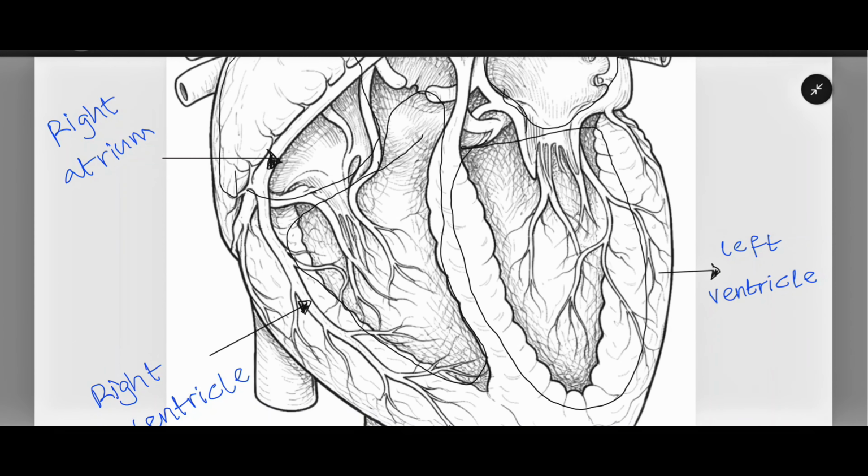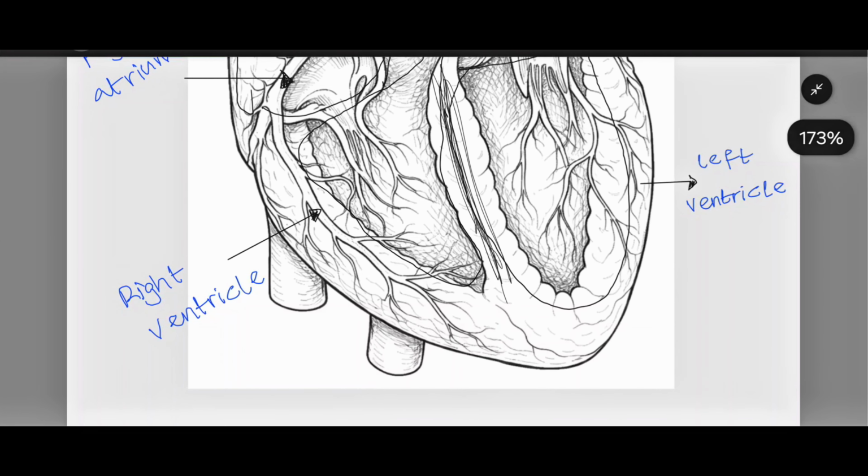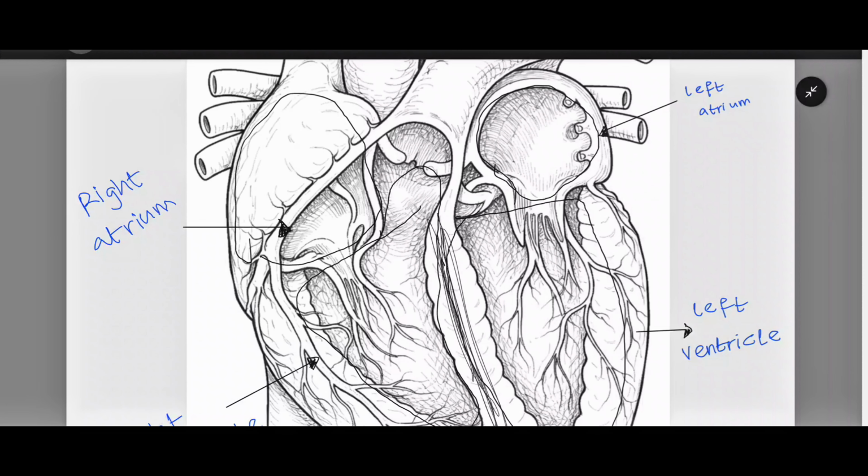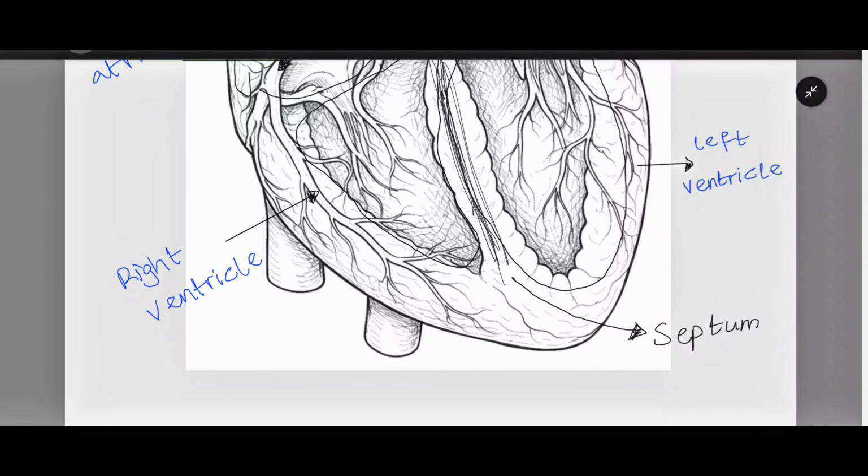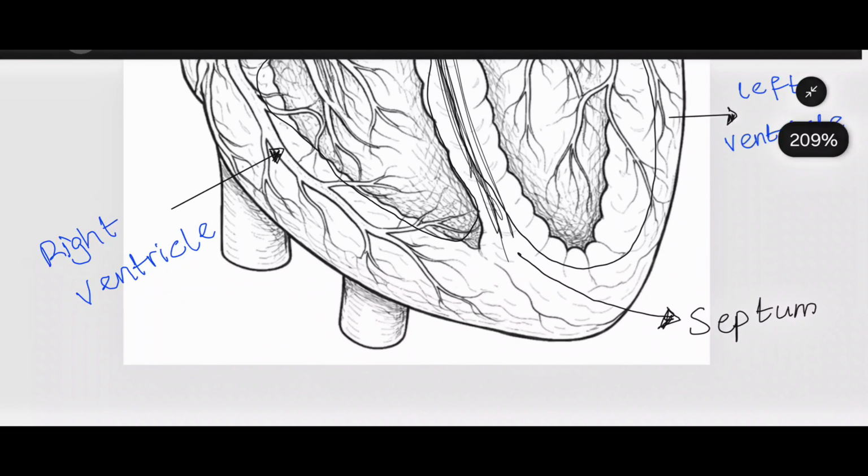And this wall in the middle, right here, is what we call the septum. So what's that wall in the middle? The septum. And as you can see, the septum is basically there to separate the left and the right side of the heart so that the oxygenated blood and deoxygenated blood don't mix together.